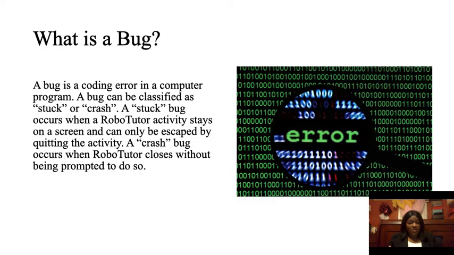In addition to this, there are crash bugs. The crash bug crashes the application. So, the user performs a certain set of actions and the application just closes down. And in order to play the activity or go on to RoboTutor, you have to relaunch the app.